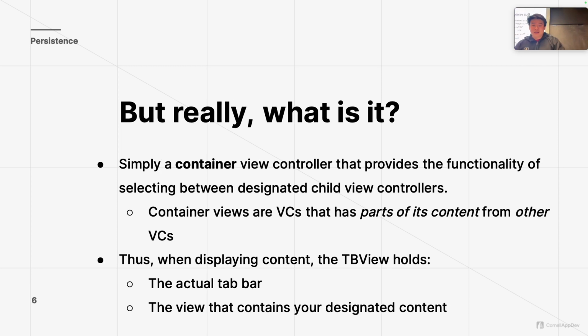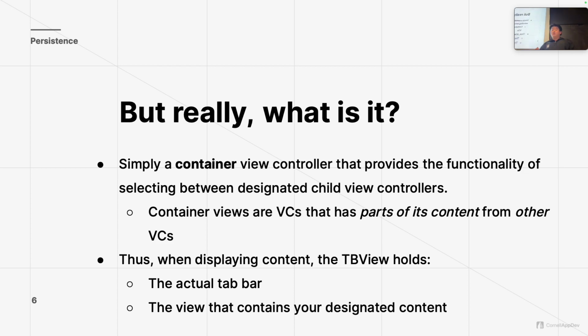So what really is it? Simply, a tab bar controller is just a container that contains all of your view controllers and provides the functionality of navigating between them. There's no parent-child distinction. They're all children of the UITabBarController.